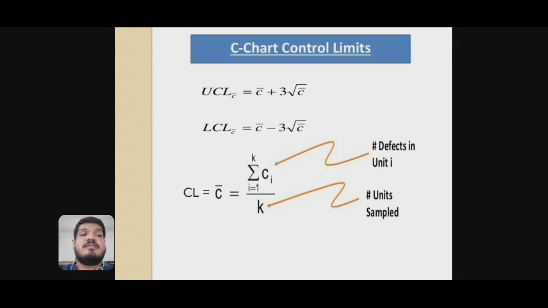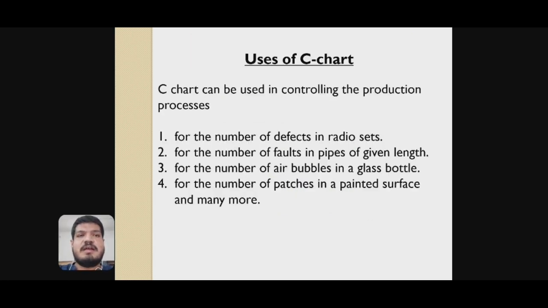Okay. Now C is defects in the unit in the samples given to us, and K is the number of samples taken, right. Uses of C chart. It can be used for controlling the production process, for the number of defects in radio sets, for the number of faults in pipes of the given length, and many more, right.